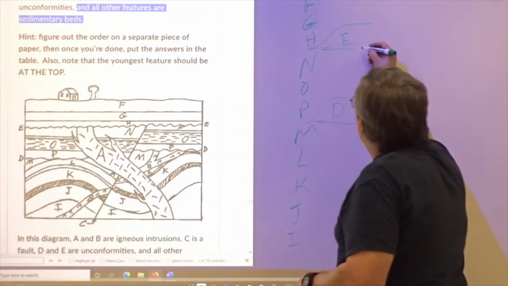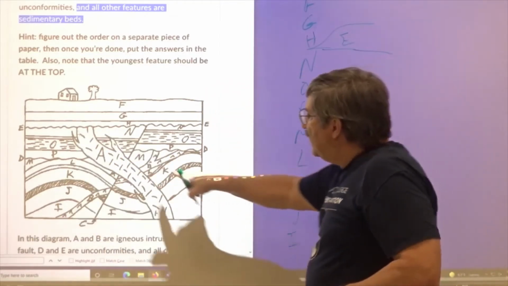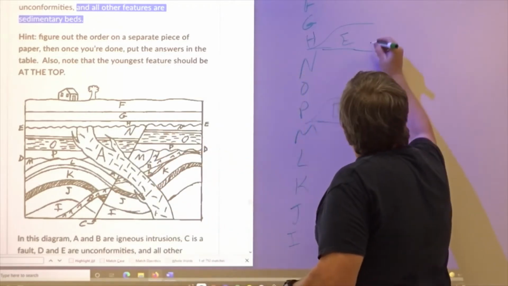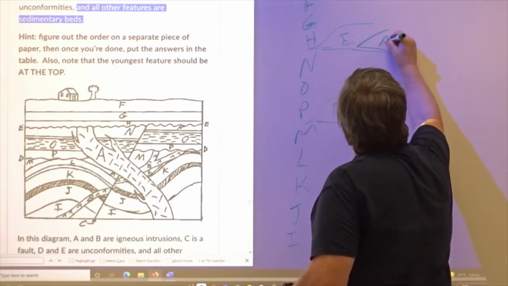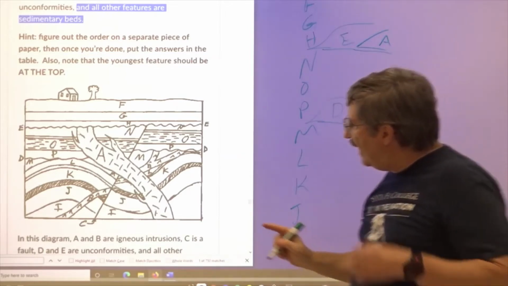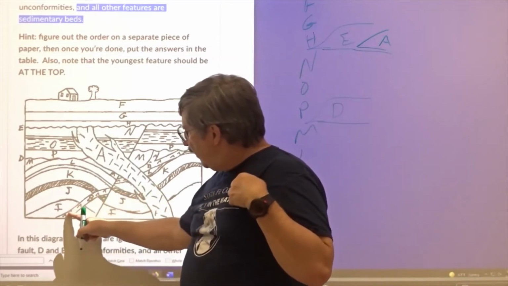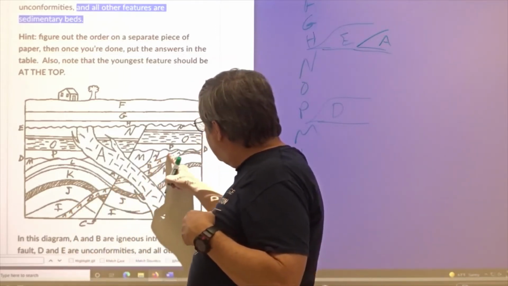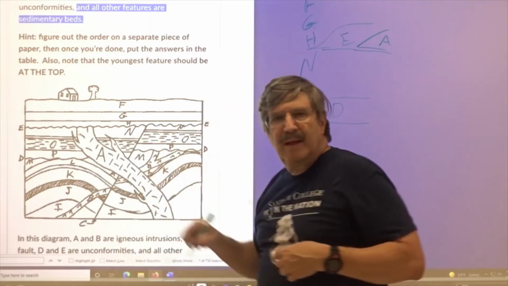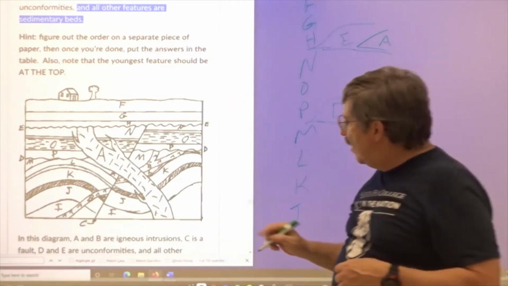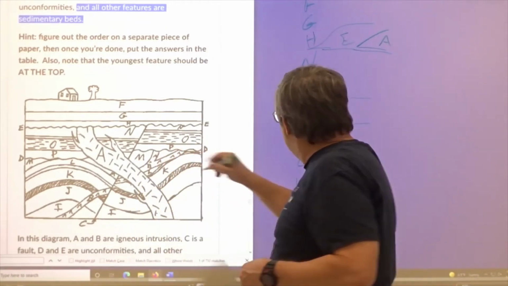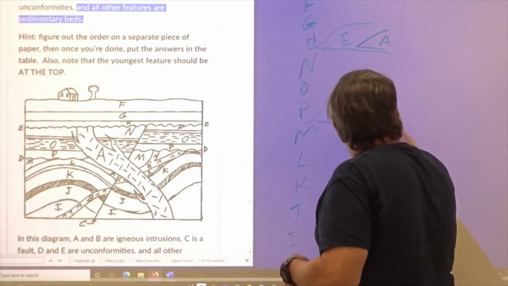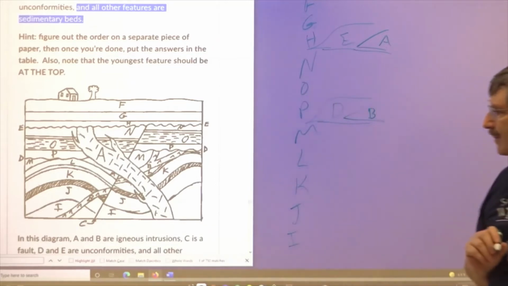And so here's E. A is younger than N because it intruded it, and older than E. So A would go here. Now what about B? B cut through all these sedimentary features up to D, but it's cut by D. So B has to be younger than M, but older than D. So B goes right there. And the last thing we've got is a fault.